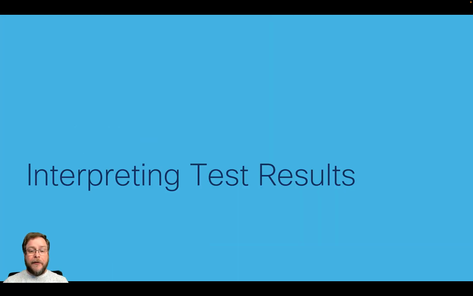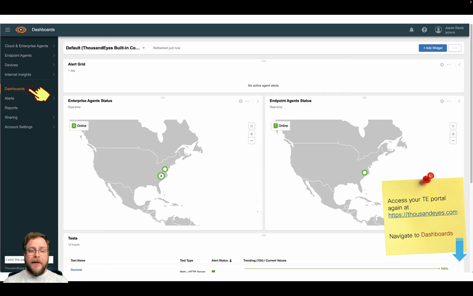Moving on now to interpreting the test results. When you access your ThousandEyes portal and select the dashboards option on the navigation panel, what you're going to see is a screen that looks something like this. And it's pretty generic to start with, but it may have had some modifications. Somebody could have laid out different panels for you. So just be aware of that. This is something that can be customized, and widgets can be added.